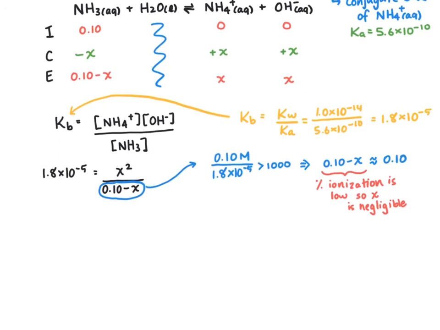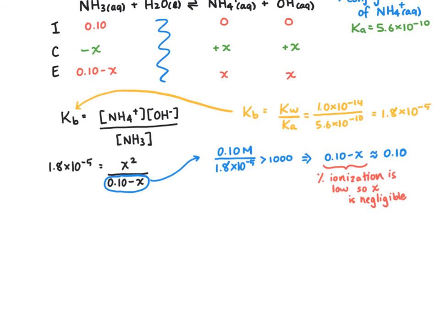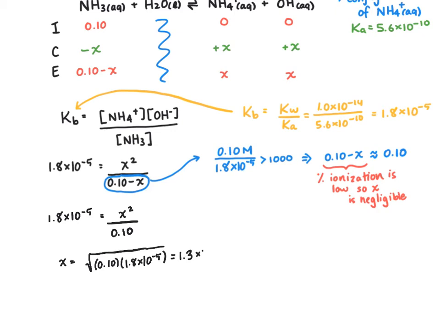Okay, so I'm just going to move this up a little bit. All right, so we can rewrite this as 1.8 times 10 to the negative 5 equals x squared over 0.10. We can solve for x. It's going to be the square root of 0.10 times 1.8 times 10 to the negative 5. And we get that x is equal to 1.3 times 10 to the negative 3 moles per liter. This is the concentration of hydroxide.